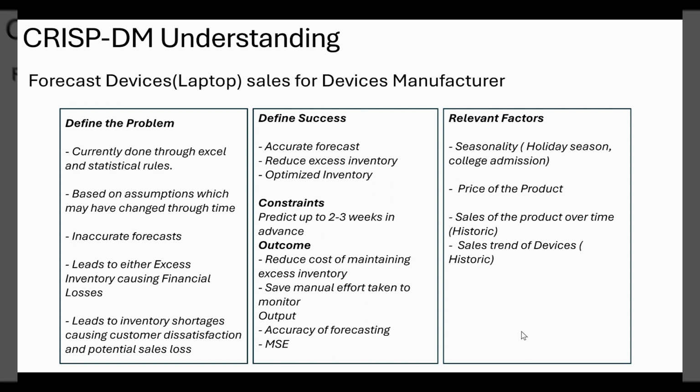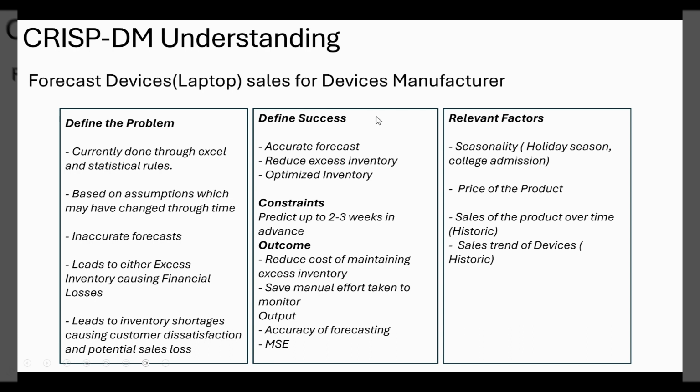The next step is the CRISP-DM understanding. To do that, we answer these three questions. The first thing is to define the problem. The problem, as I stated before, was that currently we have a manual solution where we need to export the data manually into Excel and then apply certain rules, which results in an inaccurate forecast. From a business perspective, it leads to financial losses because of excess inventory or due to inventory shortages.